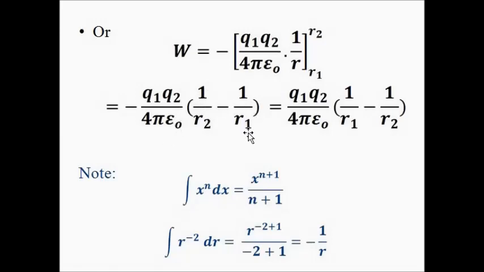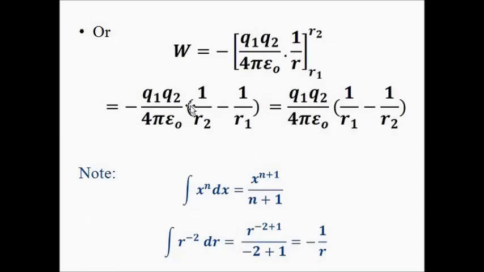Or we can write it this way: minus of q1 q2 by 4 pi epsilon 0 into 1 by r2 minus 1 by r1. Okay, so please pause the video wherever you want, follow the steps, and then go to the next part. Wherever you don't understand something, pause the video, write the whole expression down step by step in your copy, and try to understand it.